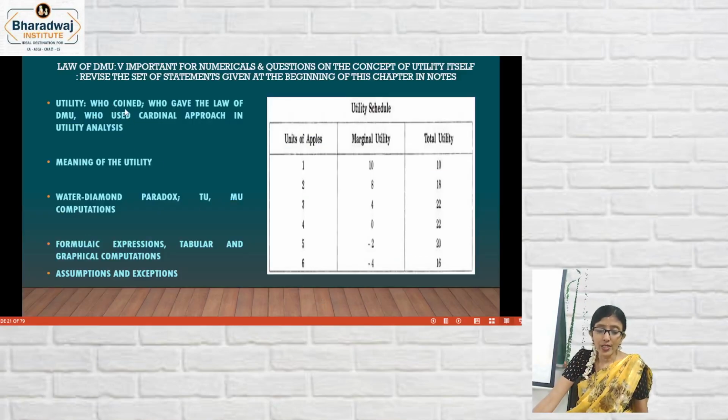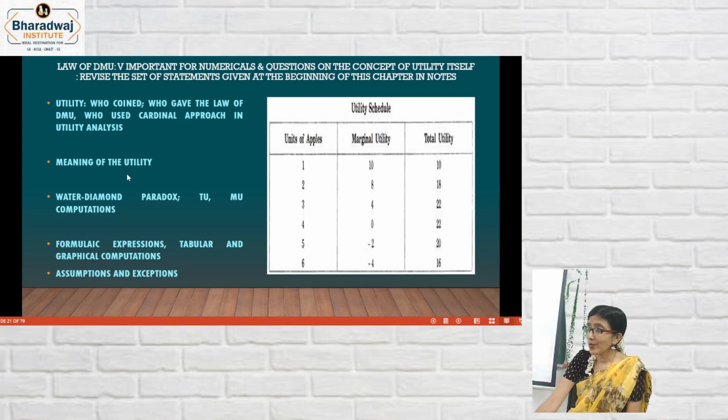Who coined the term utility? Please tell me this. Who coined the term utility? Yes, Stanley Jevons. Perfect answer. It will be like the first chapter. Who gave the law of DMU? Alfred Marshall. Okay. Who used the cardinal approach in utility analysis?